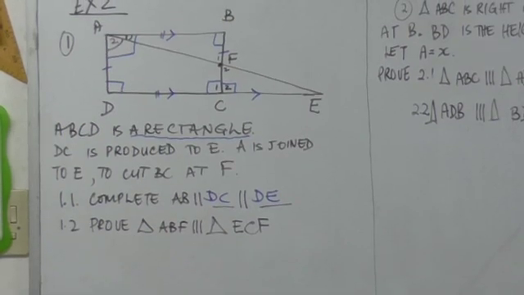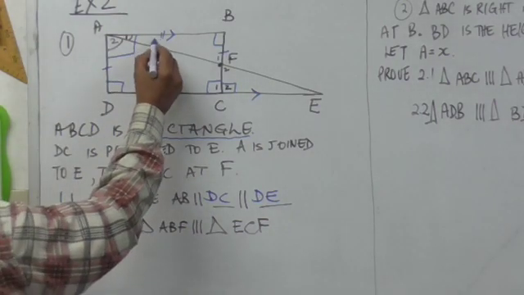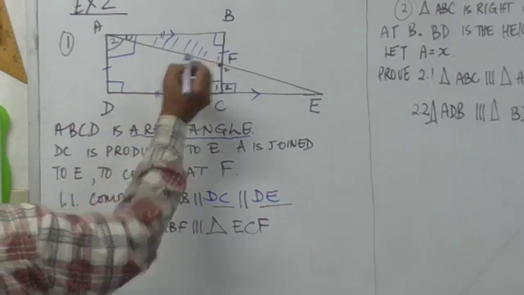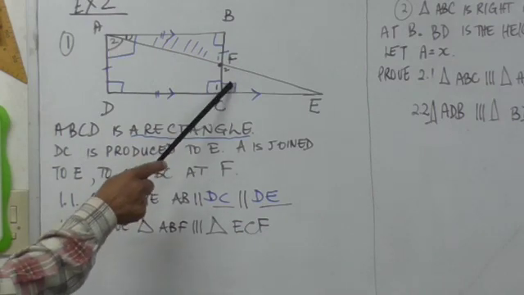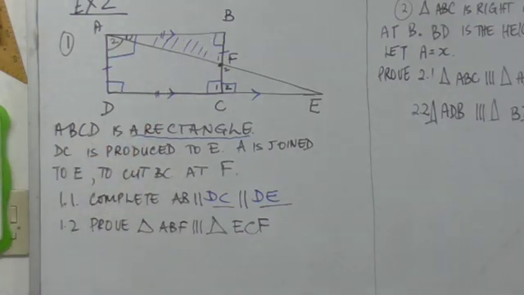Now, required to prove ABF is similar to ECF. ABF, required to prove. So they're talking about this triangle here. Prove that triangle is similar to ECF. ECF is this triangle here. Now, one thing is clear. You can see there's a 90 here and a 90 here. So we got one angle. Now we're looking for another angle. Well, look carefully.